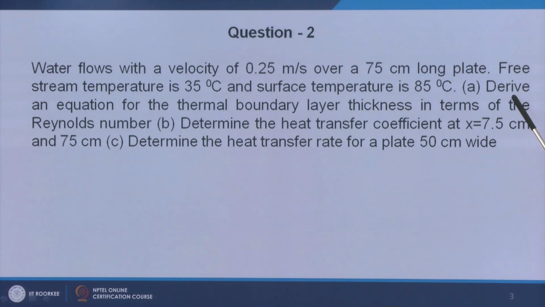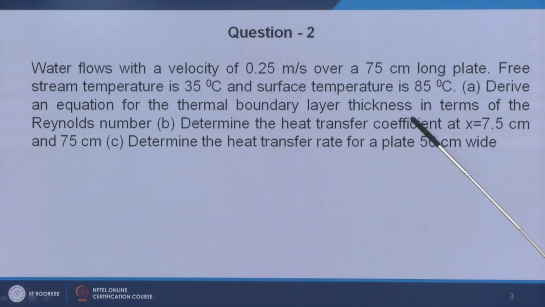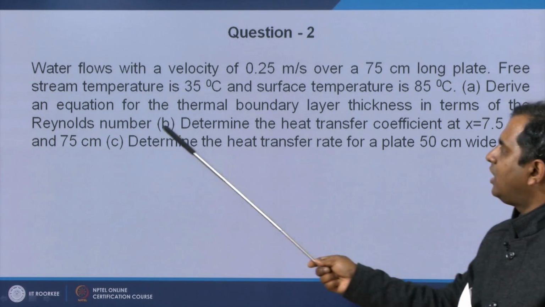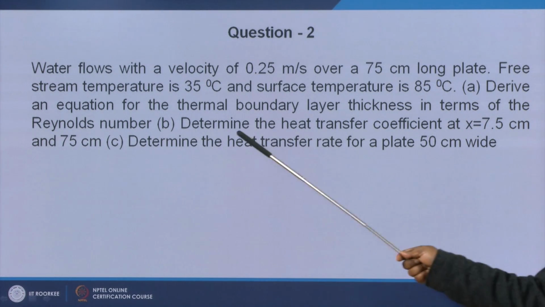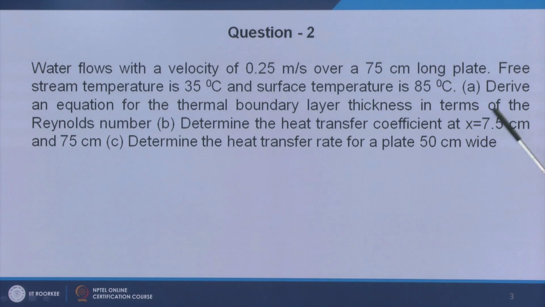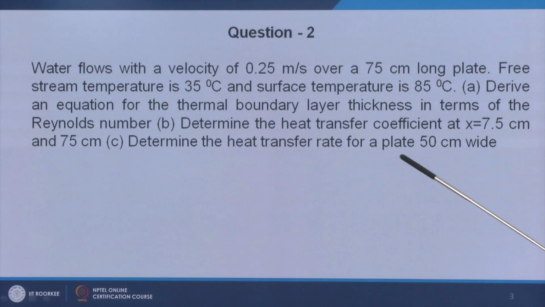So, you need to derive an equation for the thermal boundary layer thickness in terms of the Reynolds number. So, delta T in terms of Re you have to find out, and then you have to determine the heat transfer coefficient h at x equals 7.5 centimeter and 75 centimeter. And finally, you have to get the heat transfer rate for a plate having 50 centimeter width.